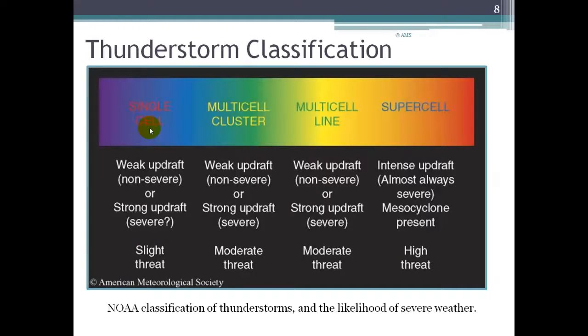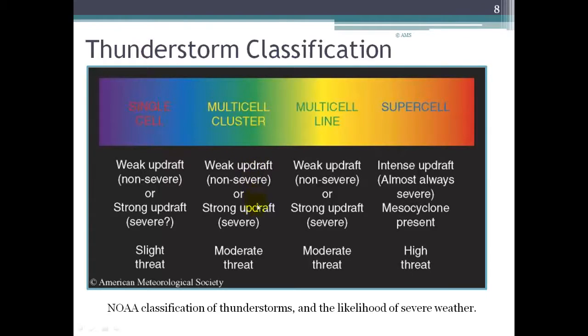Thunderstorms are classified based on how many cells exist within the thunderstorm. If it's a single cell, so one cumulonimbus cloud, it's denoted by weak updrafts. These are usually not severe. They can be, but usually not. It's a slight threat. If there's multiple cells, which we usually see in a long-lasting thunderstorm, it's not that one storm is lasting so long, it's that there's multiple cells at different stages in their life cycle.